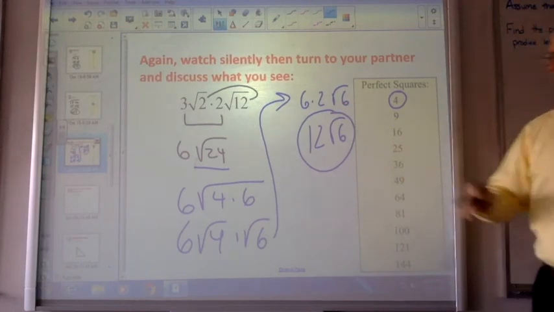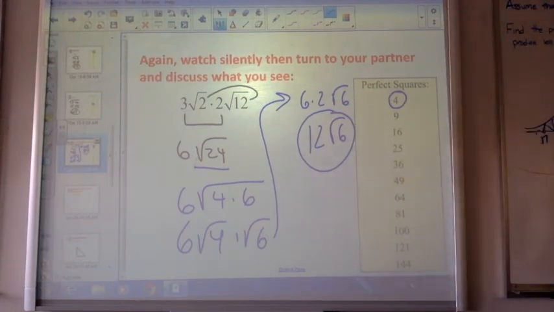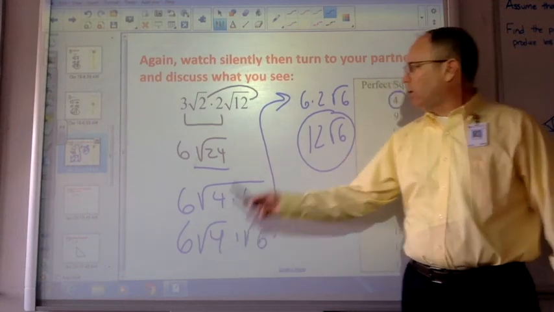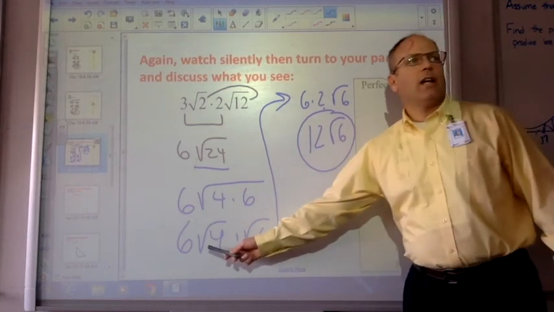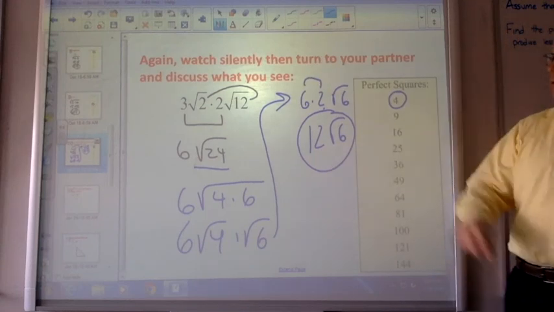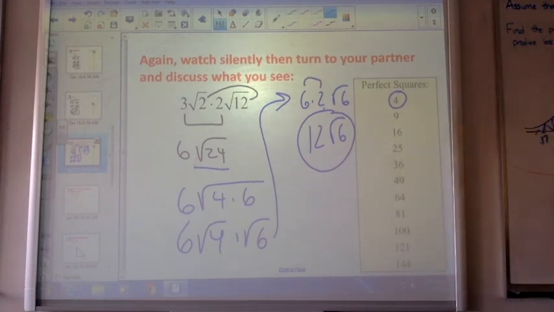Okay, I just wrote every step up there, but let's look at it real quick. We had the 6 root 24. I then go to my perfect square chart. I realize that 4 times 6 is 24. 4 is my largest perfect square that goes into 24. So once I've done that, I have the square root of 4, which I know is 2. And outside to outside, I'm going to multiply. So I multiply 6 and 2 together to get 12, and the root 6 comes along for the ride.